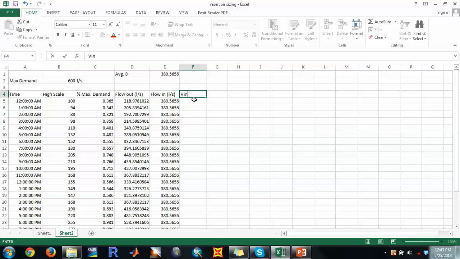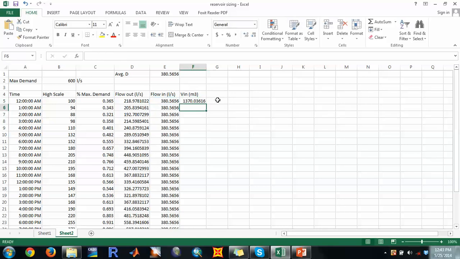Volume in, for example, is in meter cube. How can we express this? So this is our volume in. If you multiply this by the time, the time interval here is 1 hour. So 1 hour times 60 minutes times 60 seconds, which means you have converted this into liters completely. So if we divide this value by 1000, then it will be in meter cube.